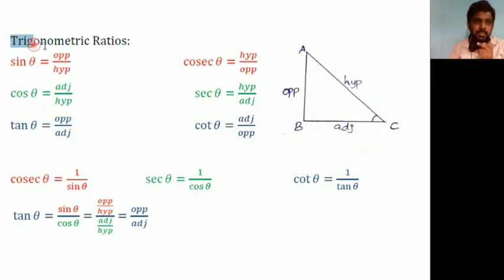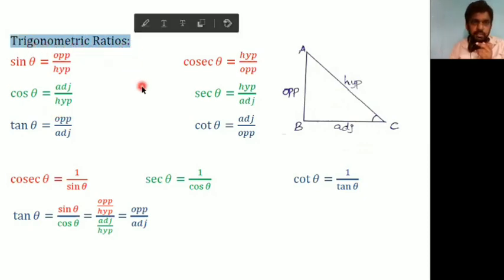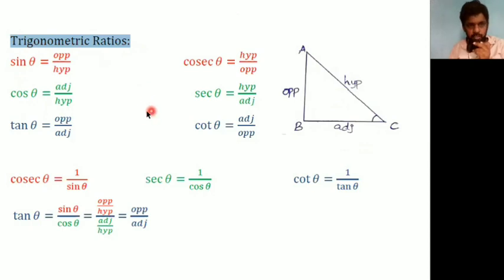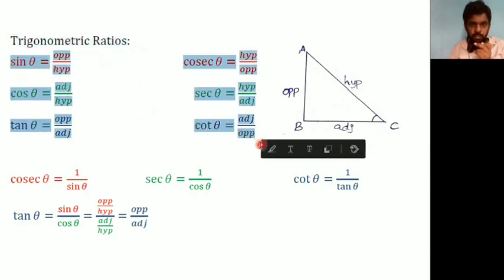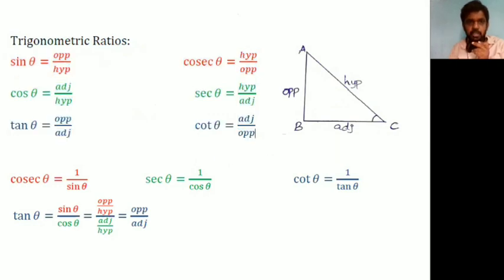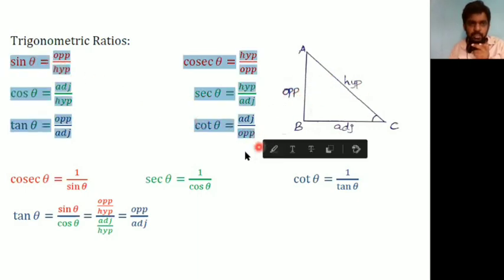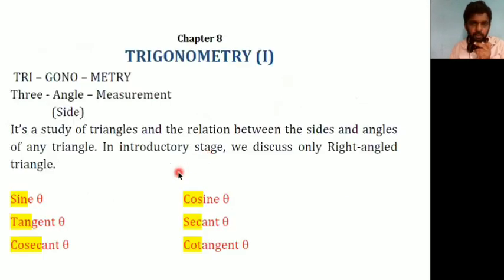So we have six trigonometric ratios. These six ratios are the basics of trigonometry. These ratios are given by comparison of any two sides of this triangle. We have three sides here: opposite, adjacent, and hypotenuse. Comparison of any two sides: opposite by hypotenuse, hypotenuse by opposite, adjacent by hypotenuse, hypotenuse by adjacent, opposite by adjacent, adjacent by opposite. So these are the six possible ratios, given by the six trigonometric ratios. We'll see one by one.